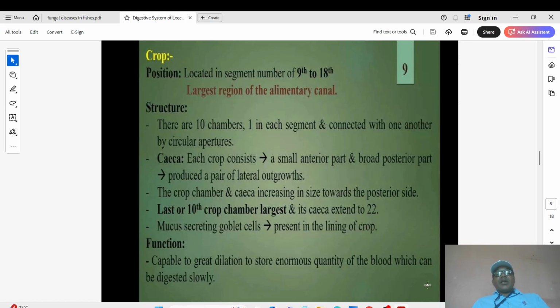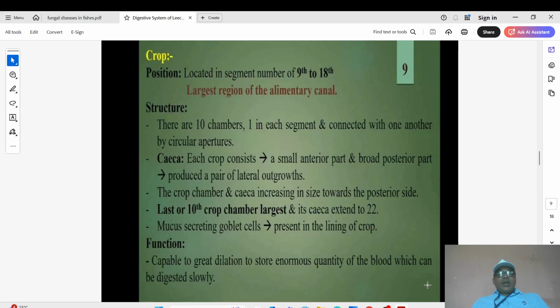Each crop consists of a small anterior part and a broad posterior part, produced into a pair of lateral outgrowths. The crop chamber and caeca increase in size toward the posterior side. The last crop chamber, that is the 10th chamber, is the largest one. Its caeca extend to 22 segments. Mucus secreting goblet cells are present in the lining of the crop.